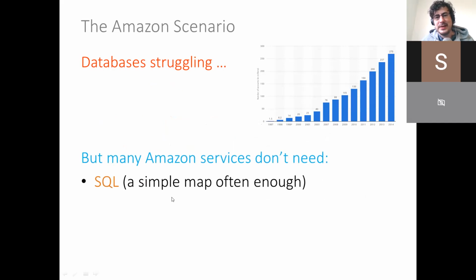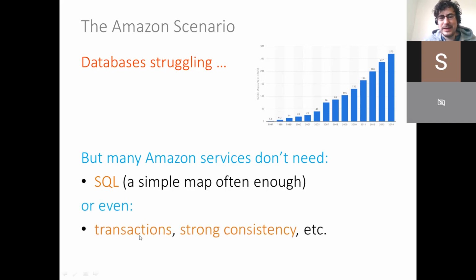So essentially what they realized was that using relational databases with ACID and SQL was kind of overkill. It was more than what they needed. They weren't using most of what SQL and ACID had to offer. What they found is that a simple map is often enough, and that in some cases they didn't really need transactions or strong consistency. For example, in the case of recommendations, we don't need to guarantee consistency. Some recommendations are good enough.